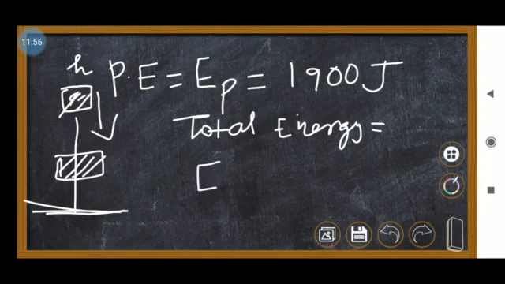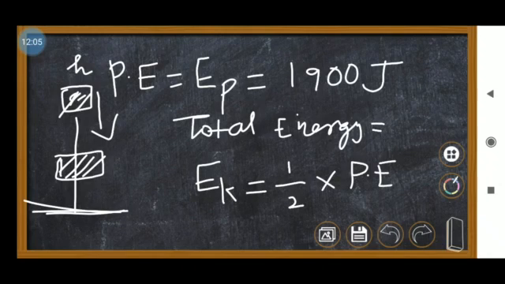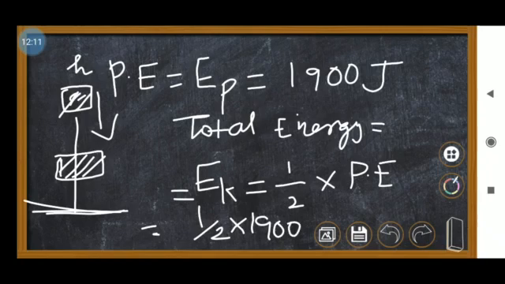So that much kinetic energy will be gained because of the increase in speed. Half of that potential energy will become kinetic energy. So half into 1900. Can you understand?